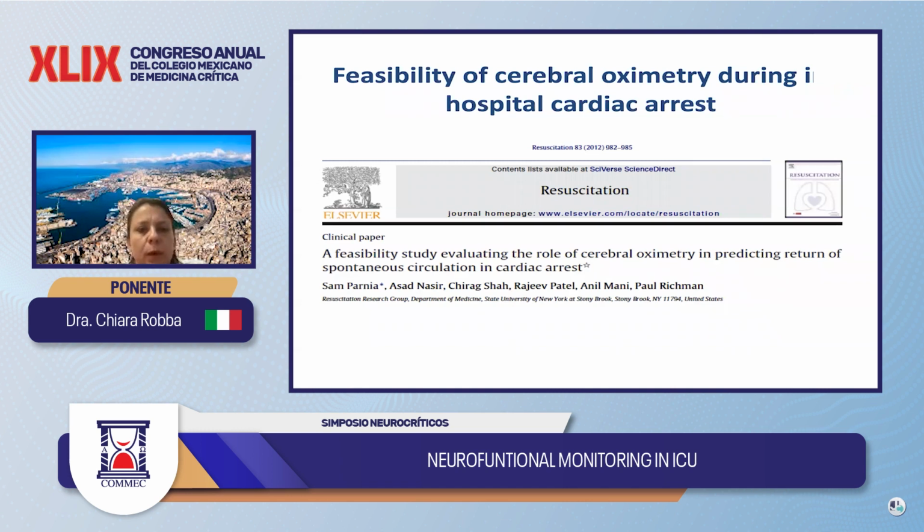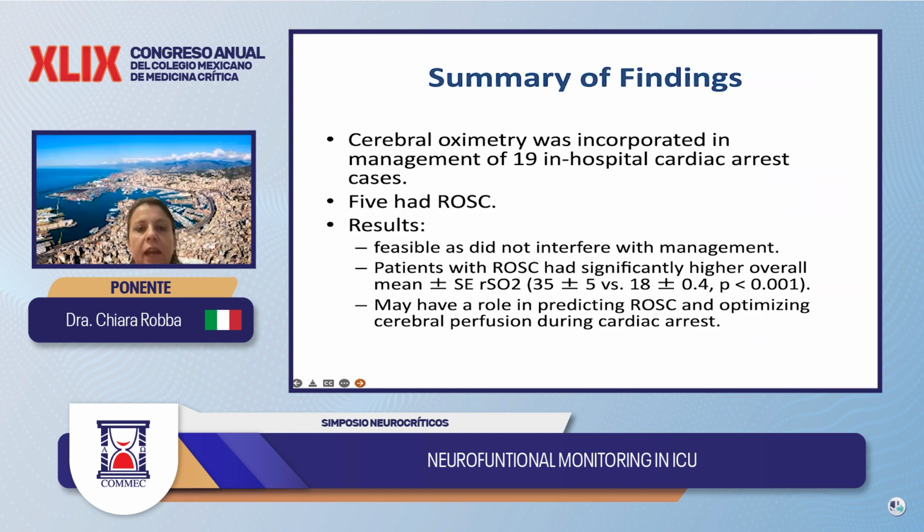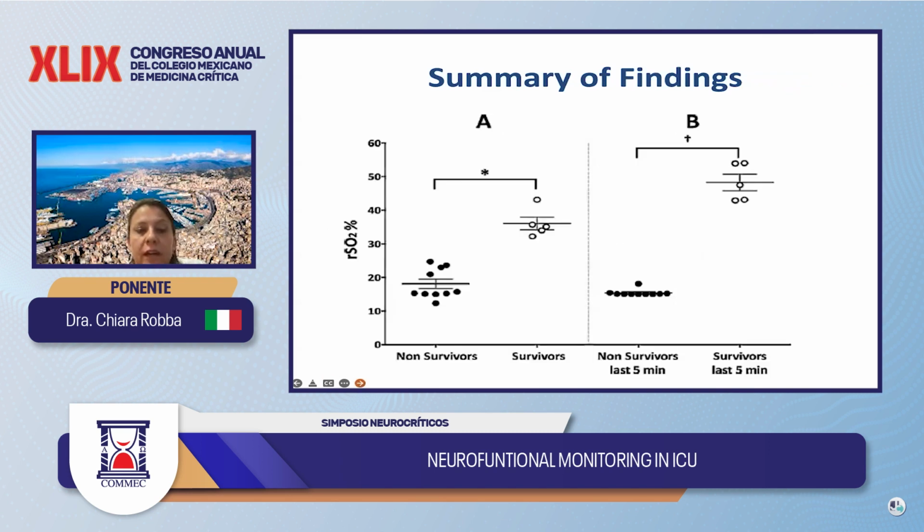This is a study which was published in Resuscitation, a feasibility study regarding the role of cerebral oxygenation in predicting the return of spontaneous circulation in cardiac arrest. What the authors found is that, first of all, NIRS does not interfere with the management of cardiac arrest patients. And secondly, patients who had the ROSC had significantly higher overall values of cerebral oxygenation. So this means that this tool can eventually be used to predict the ROSC and to optimize cerebral perfusion during the early phases of cardiac arrest.